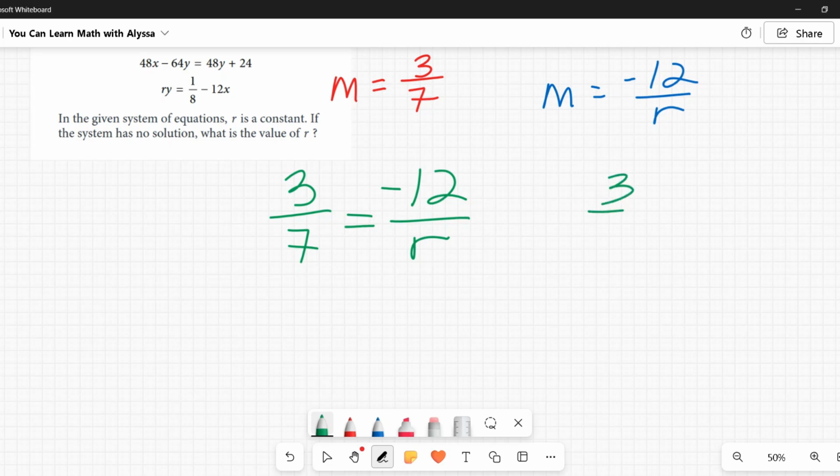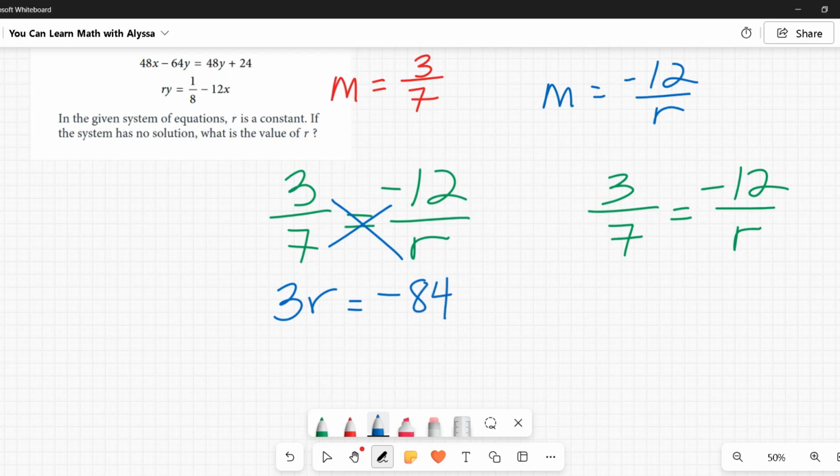And there's two ways that you can do this. I'm going to show them to you next to each other. Okay, one thing you can do, and it always works, is you can cross multiply. So I get 3 times r is 3r, and 7 times negative 12 is negative 84.